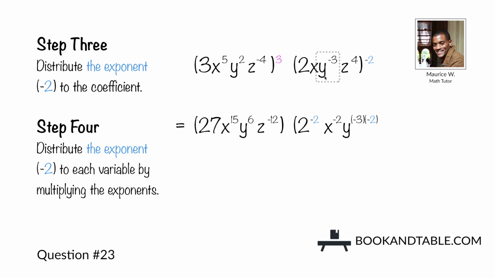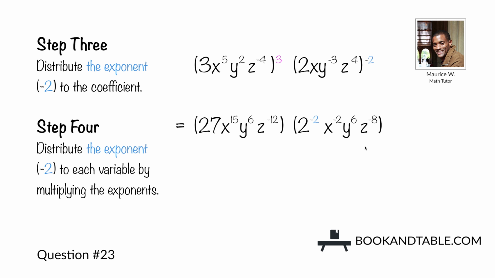For y, we have y to a power of negative 3 to a power of negative 2, giving us y to a power of negative 3 times negative 2, which is positive 6. Then z to a power of 4 to a power of negative 2 is equal to z to the negative 8. Now, this is what we're left with.